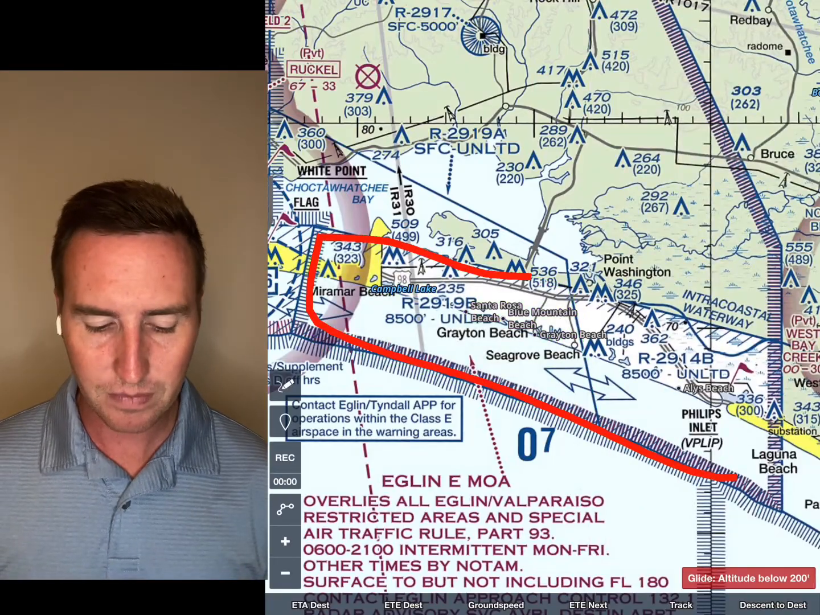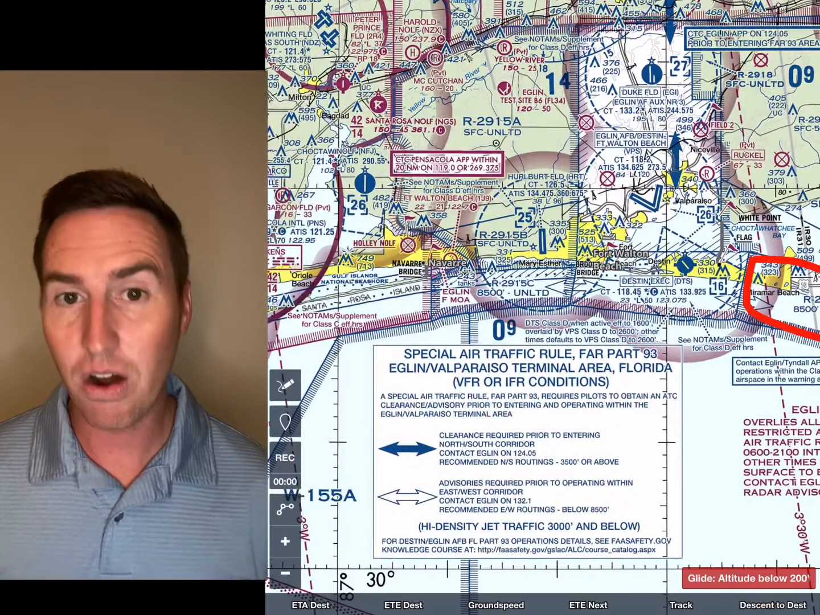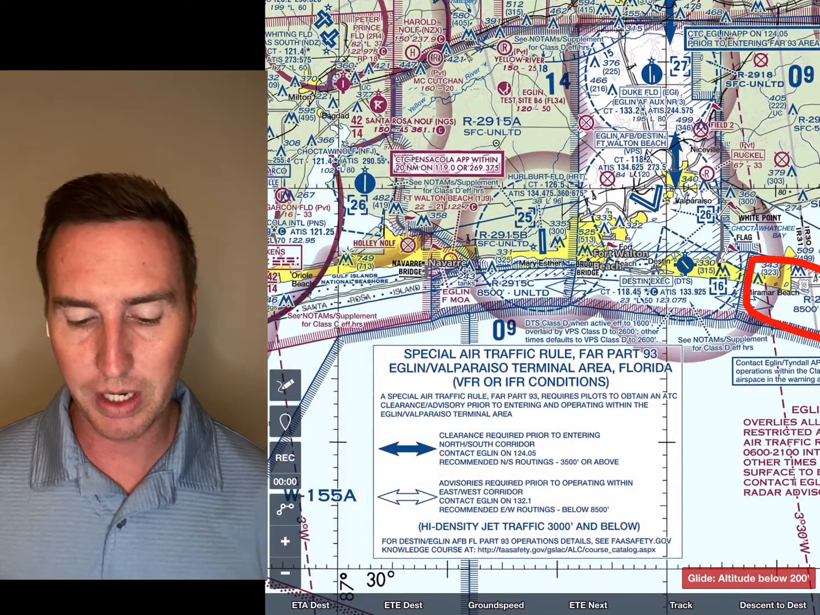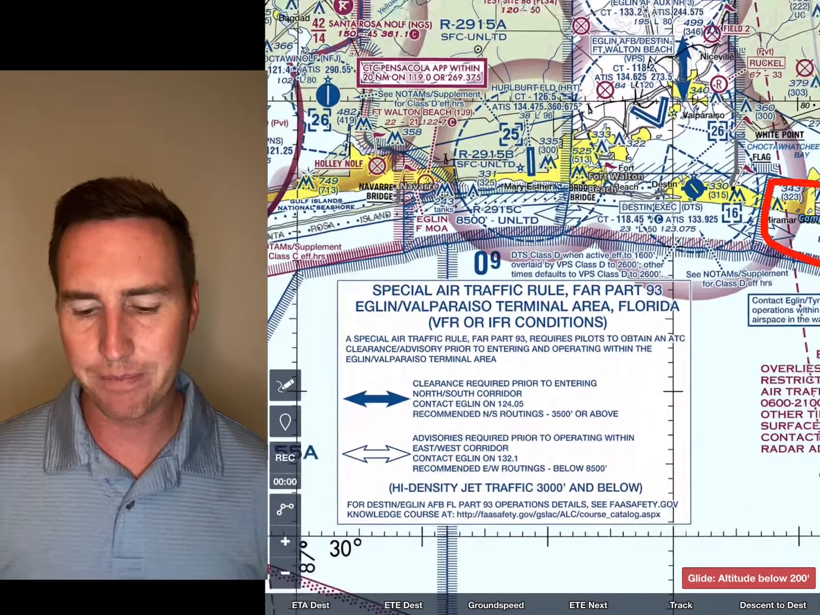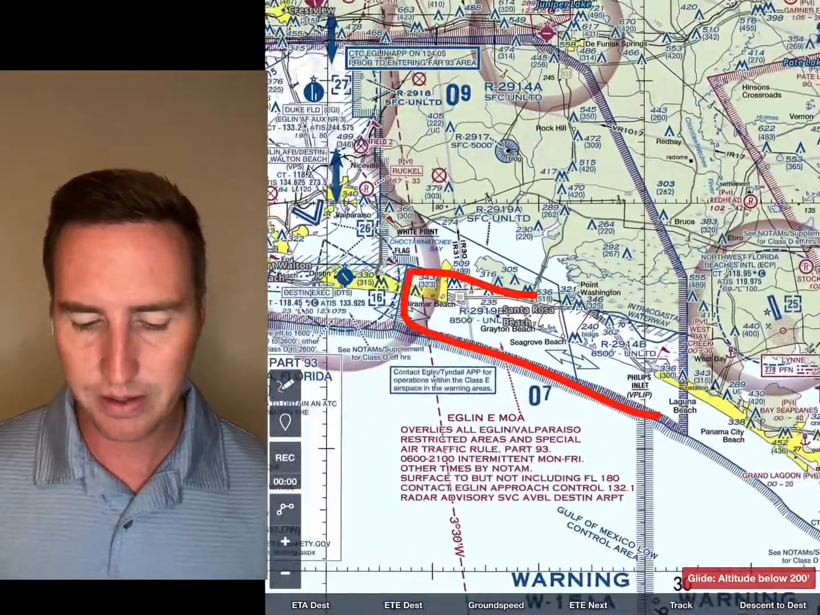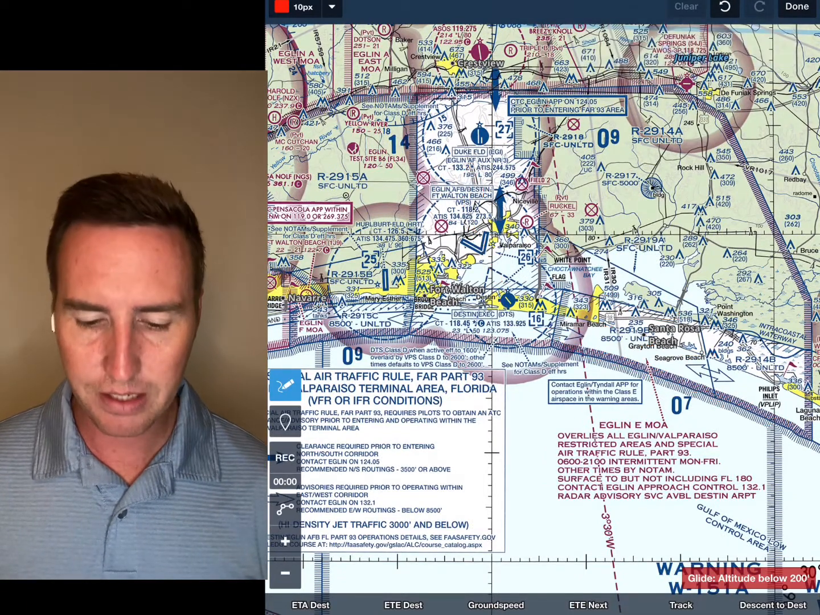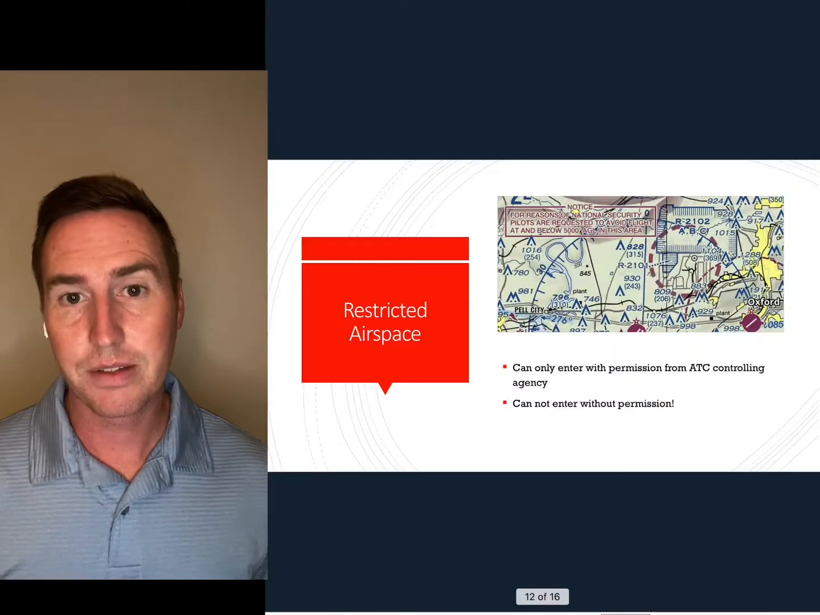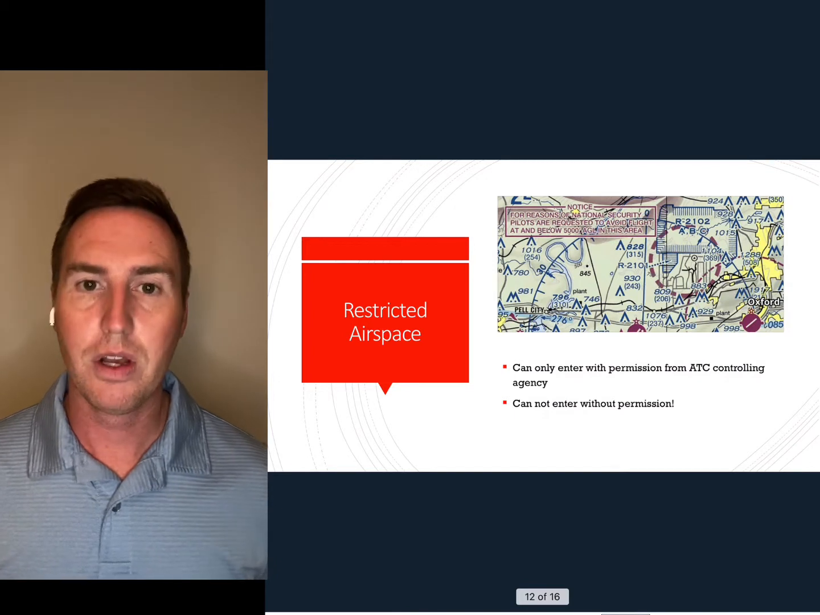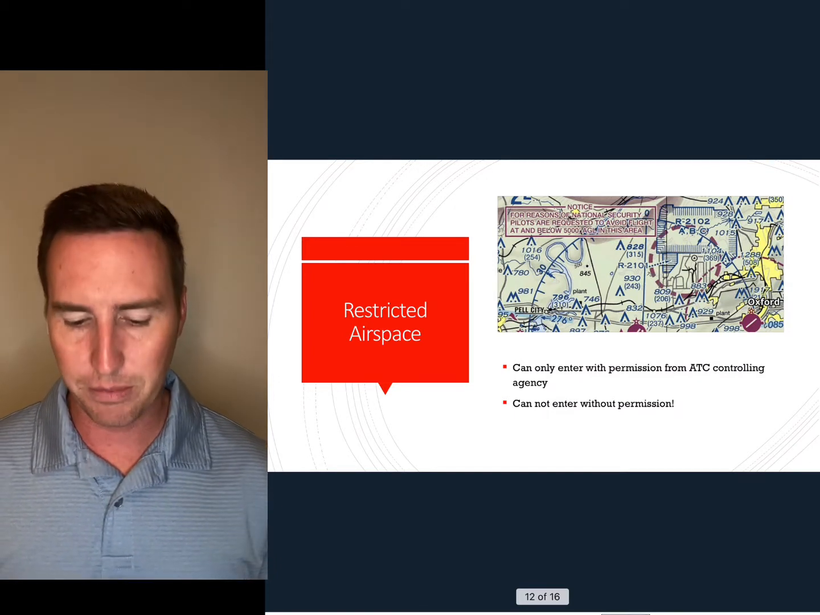But this is a SATR, Special Air Traffic Rule Area. We'll talk about that in just a second. This little dashed area here, but again, we'll get to that in just a second. But that's the restricted airspace. So you can fly through it with permission. Just contact air traffic control and go from there.